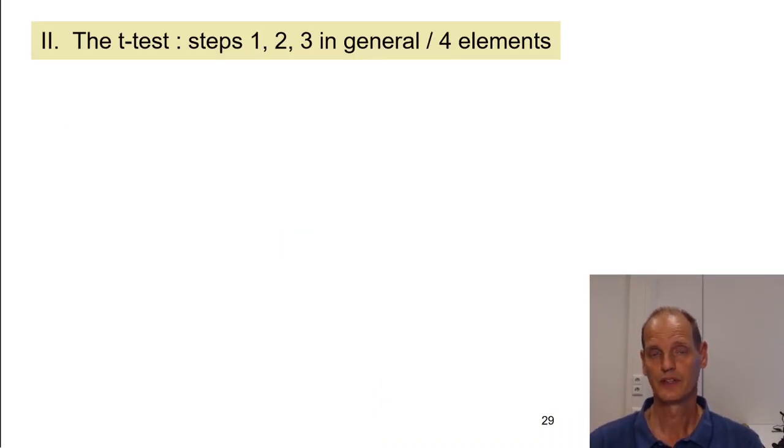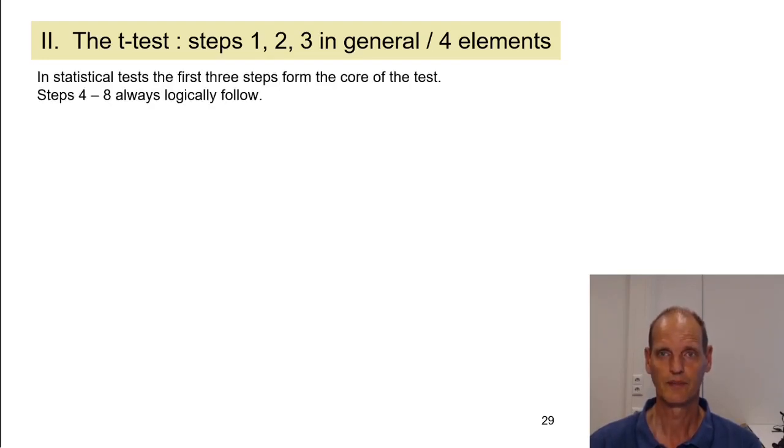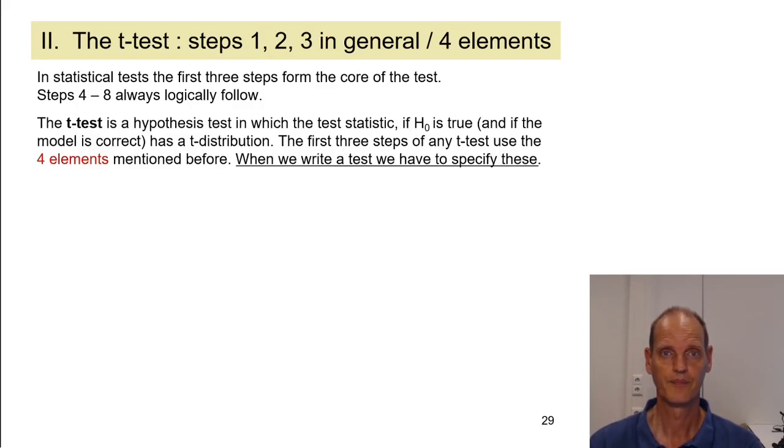We saw the 8 steps, and the first 3 are specific when we have a t-test. As I mentioned, in statistical tests, the first 3 steps form the core of the test. They sort of give a foundation, and based on that core, it's easy to find out whether or not you should reject the null hypothesis or not.